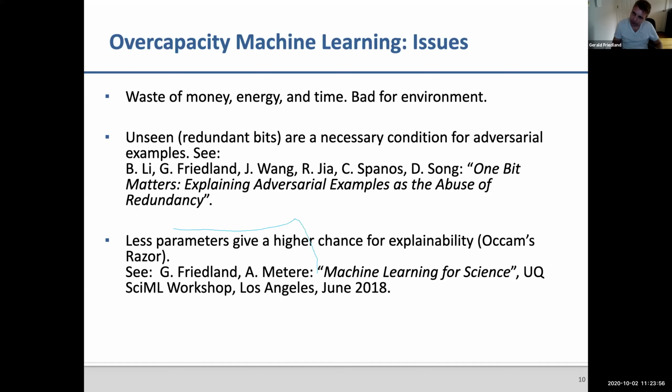And what that means is that we want to totally, absolutely avoid having redundant parameters, because if we didn't have them, we would get rid of the necessary condition for adversarial examples. How cool is that, right? And we will show that. That's a paper I wrote together with Boli and also Costas Panos, who's here at Berkeley, and Don Song, who is at Berkeley: "One Bit Matters: Explaining Adversarial Examples as the Abuse of Redundancy."